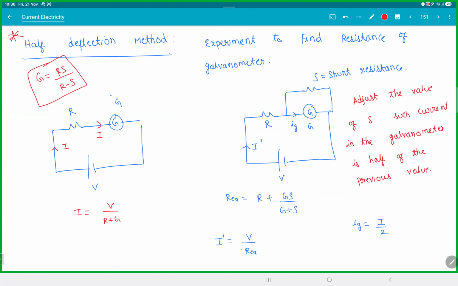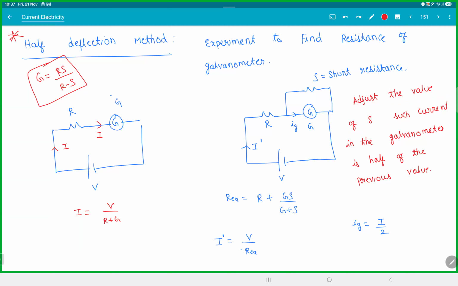Then what you do, you put a shunt resistance S. And this S value can be adjusted, so mostly you'll put a rheostat there. You keep adjusting the value of S such that the current in the galvanometer becomes half of the previous value. Because if you keep changing the value of S, the current in the galvanometer will keep decreasing. At some point, the current in the galvanometer becomes half. That's why it is called the half deflection method.